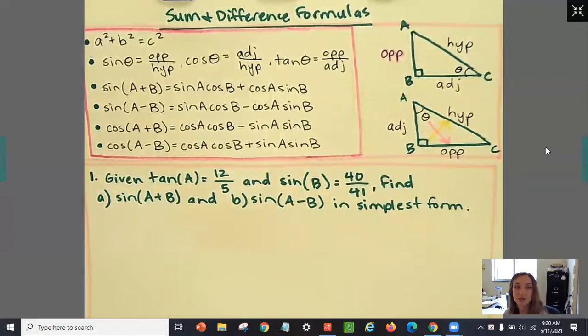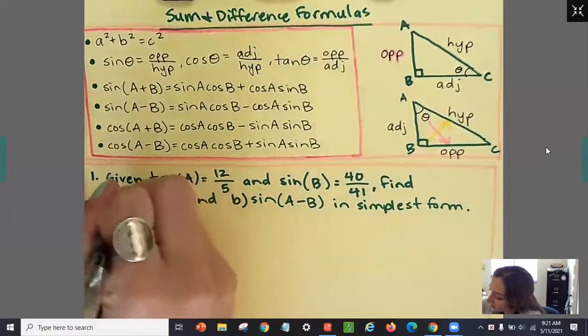Okay. So let's go ahead and do our first example. In this first example, we're going to be doing the sine formulas. And the second one, we're going to do the cosine formulas. So let's start with this very first one. Given that tangent of A equals 12 over 15 and sine of B equals 40 over 41. So let's make two different diagrams here. We're going to make one for our tangent scenario and one for our sine scenario.